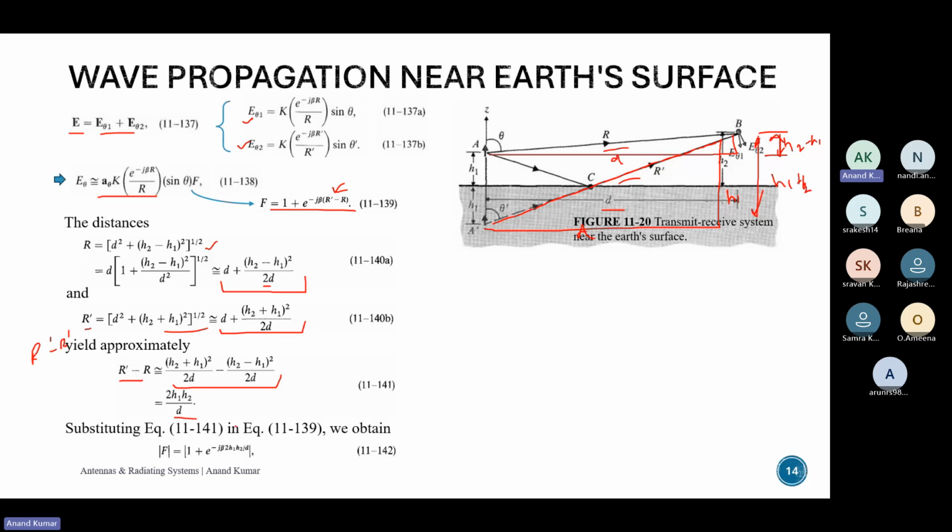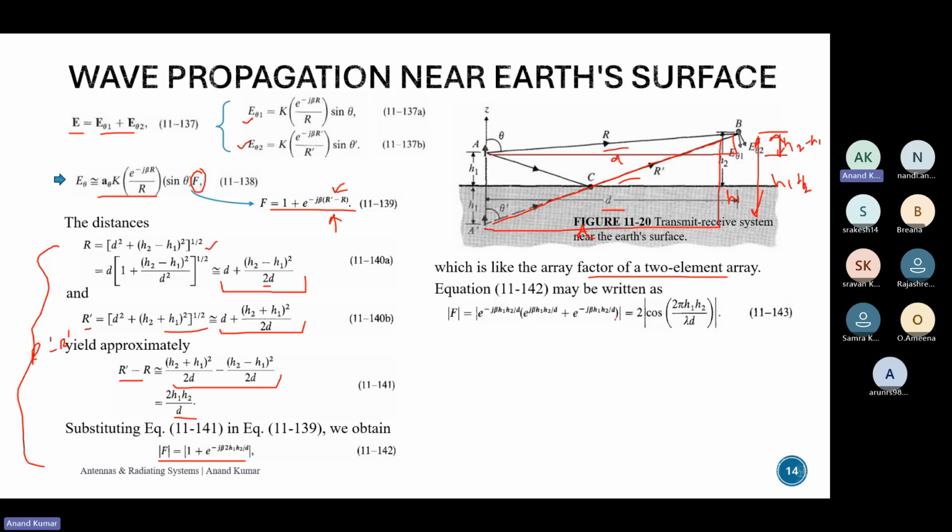Using this expression inside equation 1.39, we have 1 plus e minus j beta 2h1 h2 by d. So this is all math. Now we have got this expression for F, and this basically resembles the array factor which we had seen earlier, like an array factor of a two element array. And now this can be rearranged to give this expression: 2 cos (2 pi h1 h2 by lambda d).